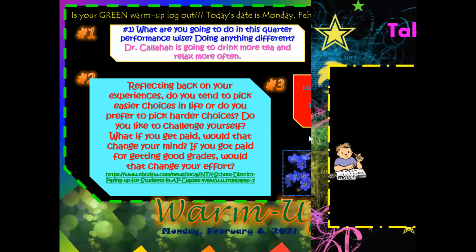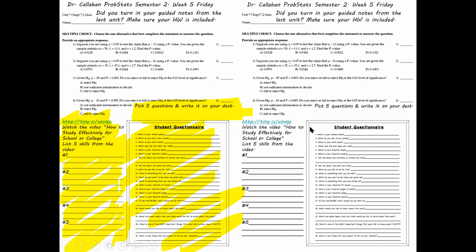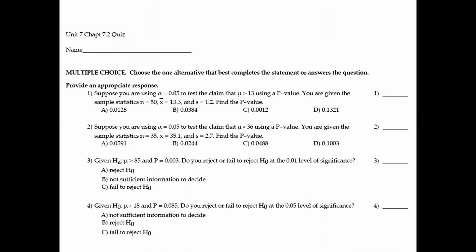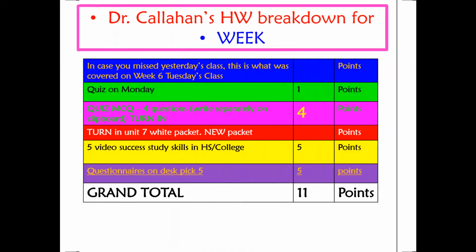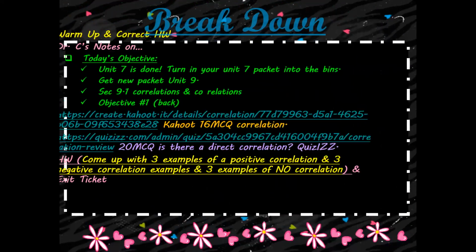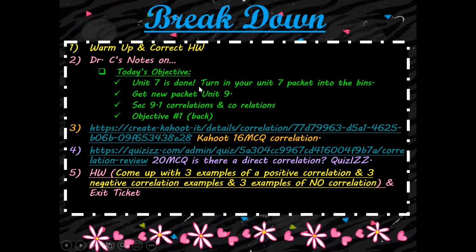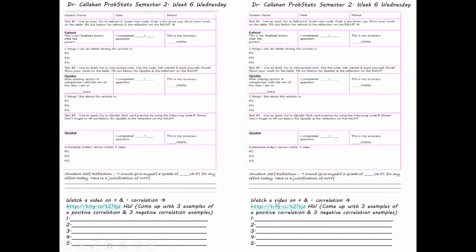All right, so with that said, let's go ahead and get started. Last time I saw you guys, we did take the quiz. Make sure you completed that. Unit 7 is done, so make sure you turn that packet in and grab the new packet, which is Unit 9. We're going to talk about correlations and complete objective number 1, which is in the very back. Your homework tonight is to come up with 3 examples of a positive correlation, 3 examples of a negative correlation, and 3 examples of something that has no correlation.